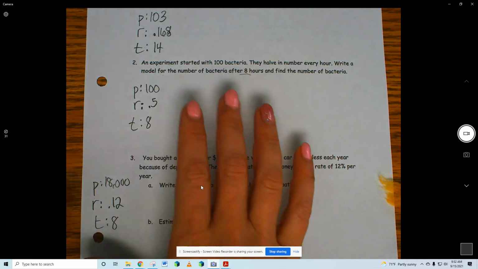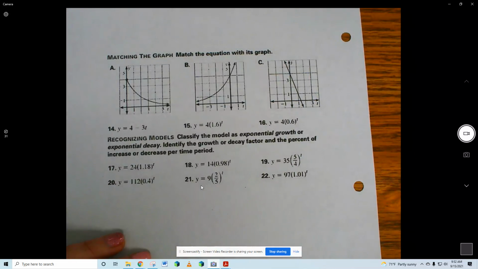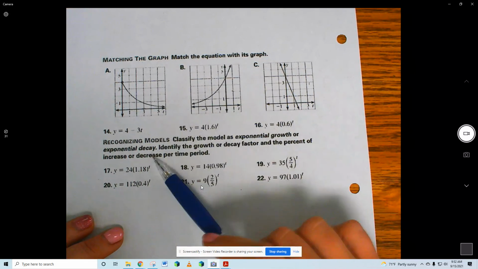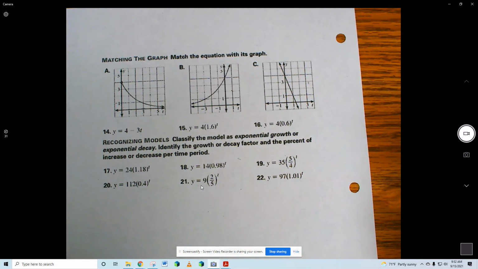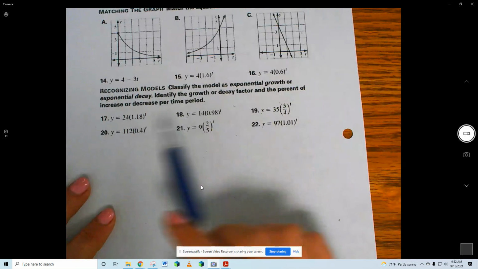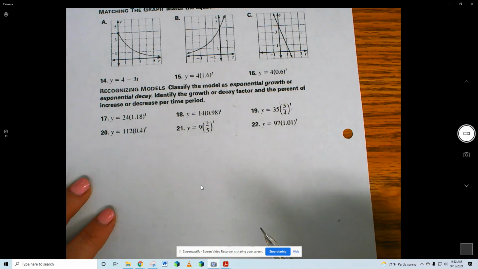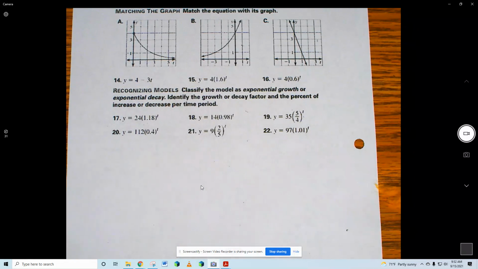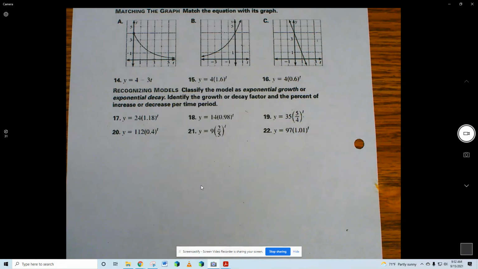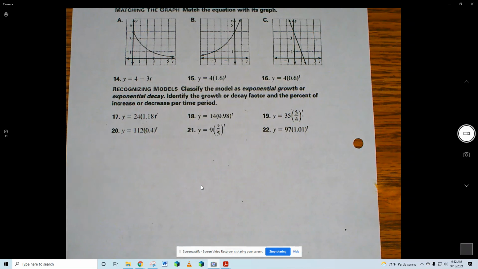The questions on the back side that you also will be doing for homework just talk about growth and decay. And you have to say, is this growth or decay? Growth or decay? Looking at the parentheses. Remember, if the parentheses is less than 1, it's decay. If it's greater than 1, it's growth. Okay?